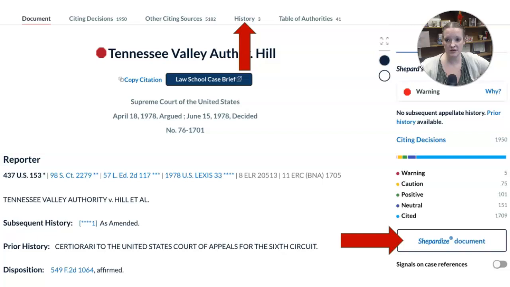So now you can see those same two tools. We're looking at Lexis, same case, right? We see our history tab at top. So we see our previous and subsequent legal proceedings related to Tennessee Valley Authority versus Hill. And then at right, you see this box that says Shepardized Document. Now, if we were to click there, it would take us to our Citing Decision tab at top left. So you could also, if you look at right here, you could click Citing Decisions here, right?